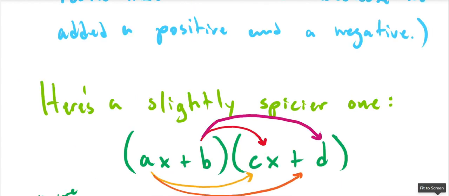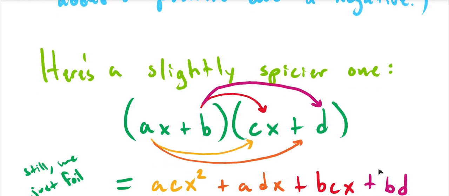Here's a slightly spicier one. Let's take a look at this. At the very least, I've put parameters in each place instead of numbers here. And what's going to happen? Well, we're still just going to FOIL. And there's even less to do because I don't have any numbers to carry out the arithmetic for.